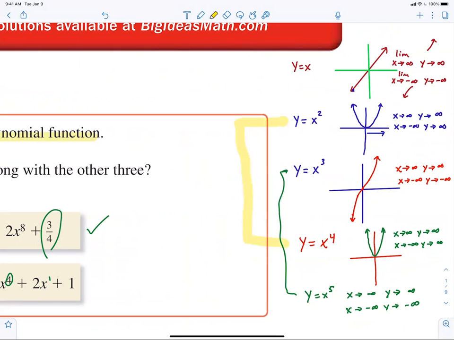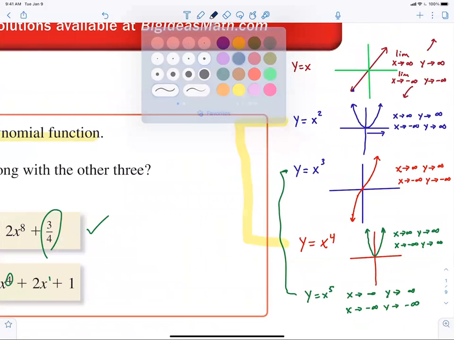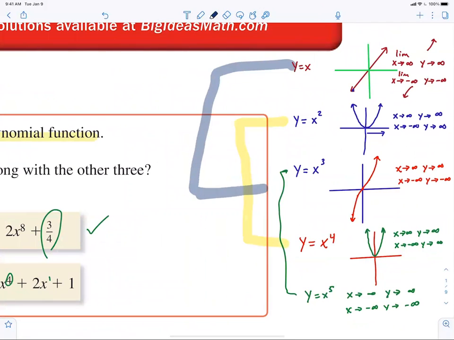The evens are both going what? Up, or they will both be going what? Whereas if you look at the odds, one goes up and one goes what? Now, again, you're not supposed to memorize that. You're supposed to say that's just common sense.